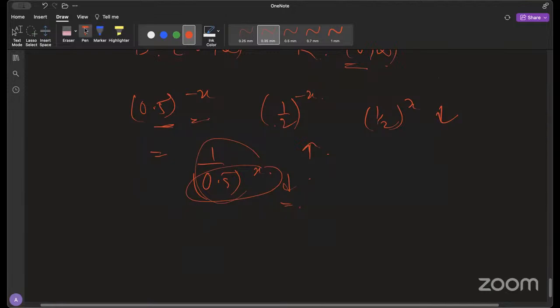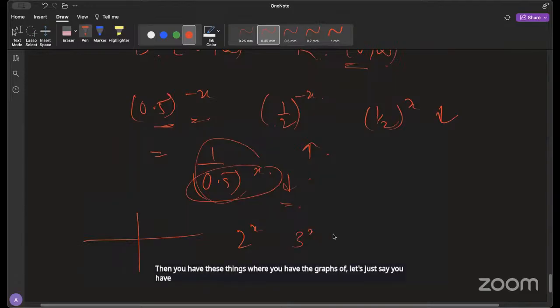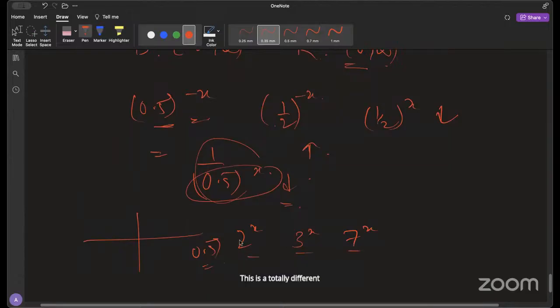Then you have these things where you have to compare the graphs. This is a totally different graph from all of these, because if you just, let's not take this one. Something like this. So on the positive side, if we just talk about the positive domain, the bigger base you take here, the lesser value you get. So it will be like this.